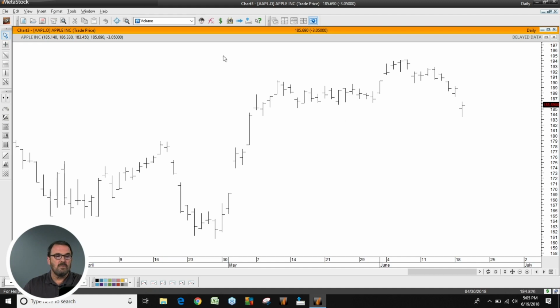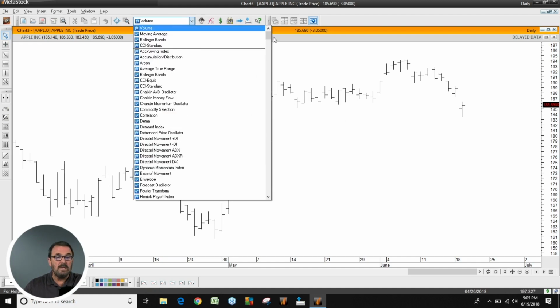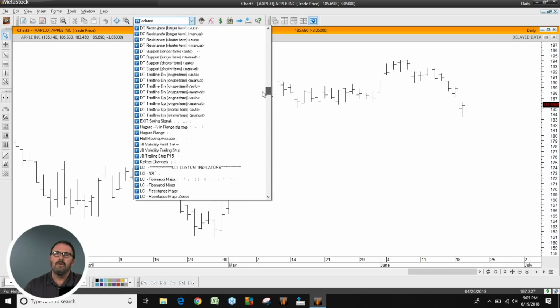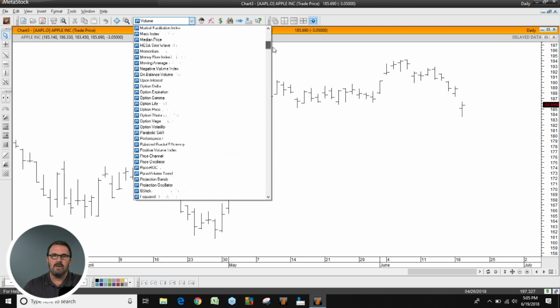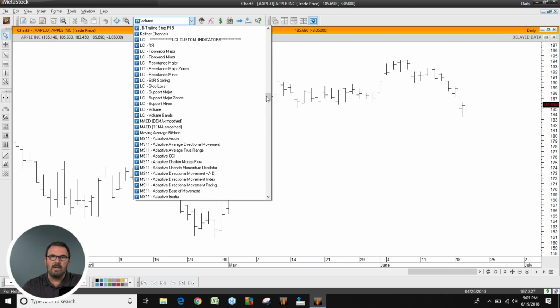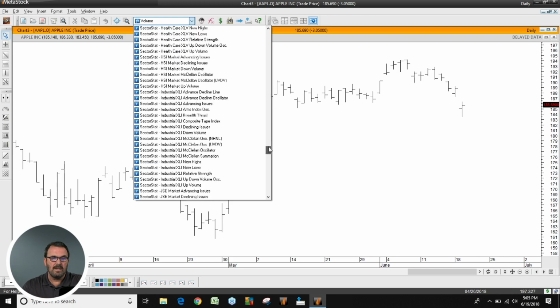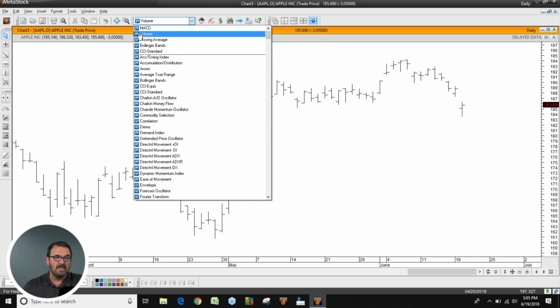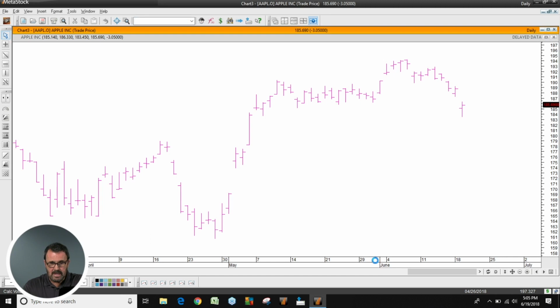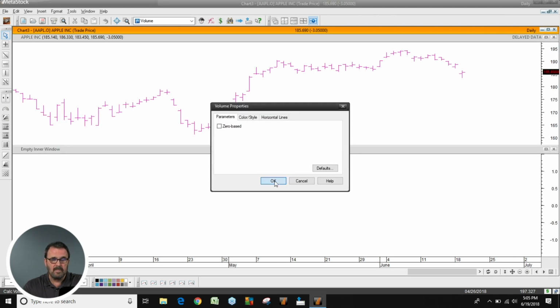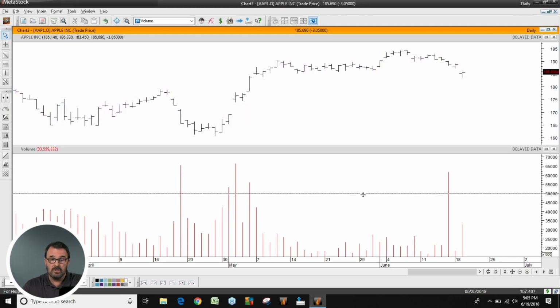A couple of things you can do, of course, is just merely add some indicators. And MetaStock has hundreds of indicators. Depending on the version of MetaStock you have and whether or not you have add-ons installed, this can be quite a lengthy list. And so, for instance, if you said, I want to see volume, yeah, you can throw volume down here. And that's a helpful addition to a chart, of course.